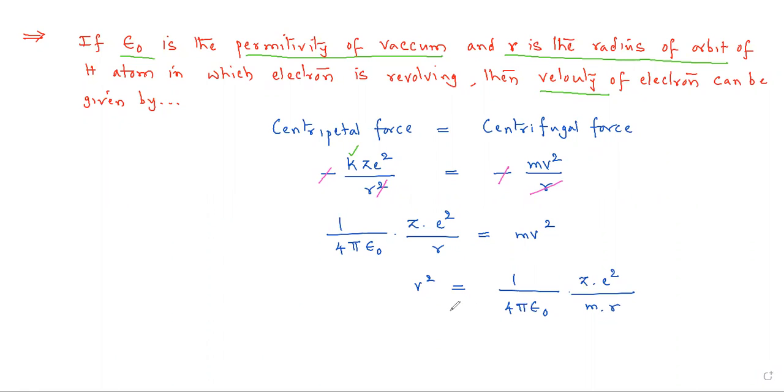Correct? Now Z is anyway equal to 1 because it is hydrogen atom. Take it as 1. Now the final expression. Let me write the expression for v. Root over e square is e, by root for the remaining 4 pi epsilon naught into m and of course R. This e square when taken under root gives e. That's what. This is all.